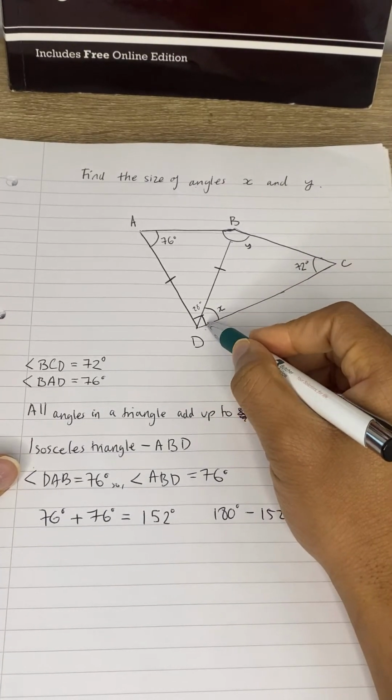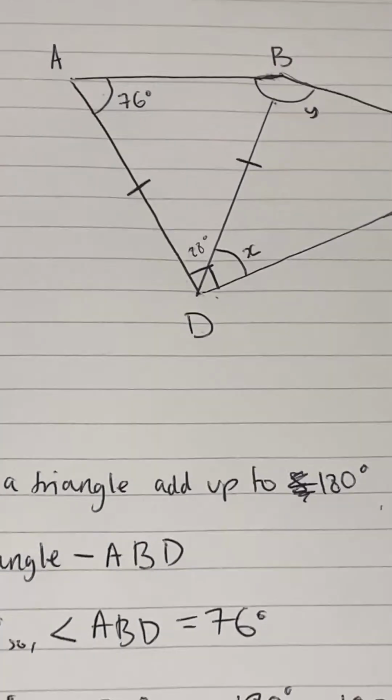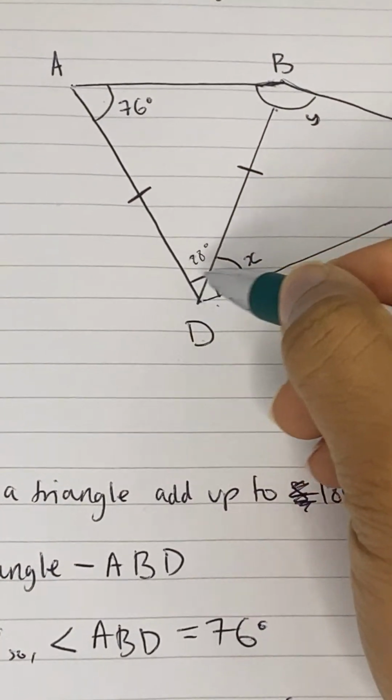And what does this square thing mean here? As you can see, there's a square shape.